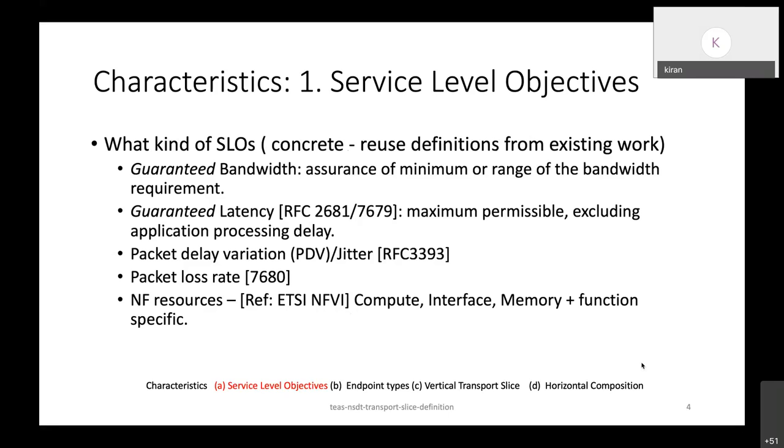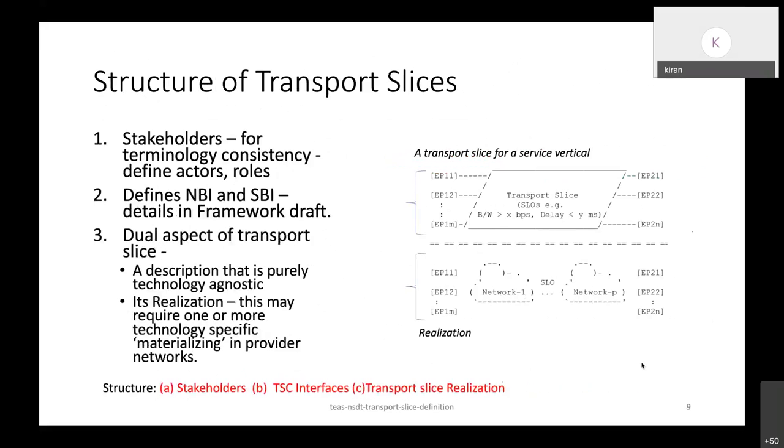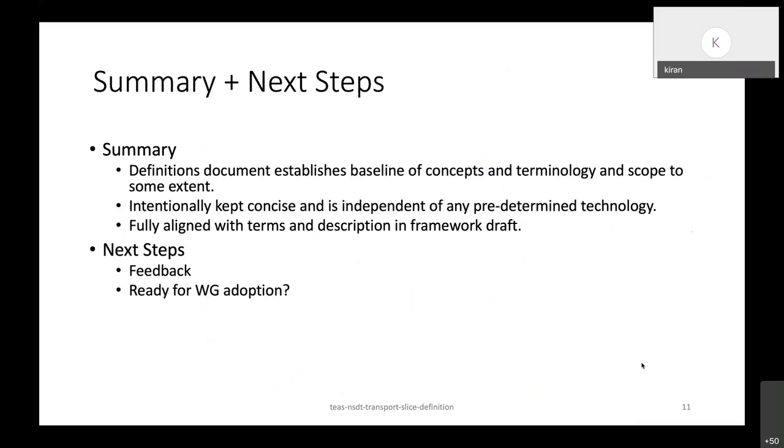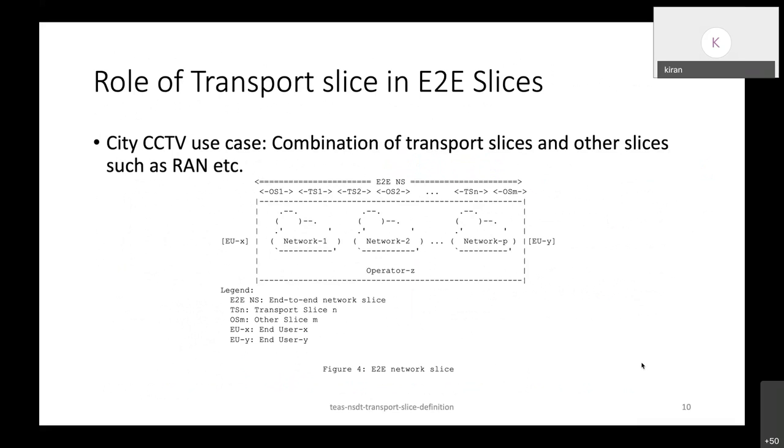But the starting definition was, in fact, from enhanced VPN, and people who are working on those jobs helped us resolve the text here. And the question between network slices and transport slices, the simple answer is that network slices itself goes back to our second last slide where we talked about other slices and transport slices. So for us, you could have different components in network slices, but here we are only concerned with the technologies that are being worked on in IETF domain, and that is why the term transport is used, so that we can leverage the work related to connectivity.